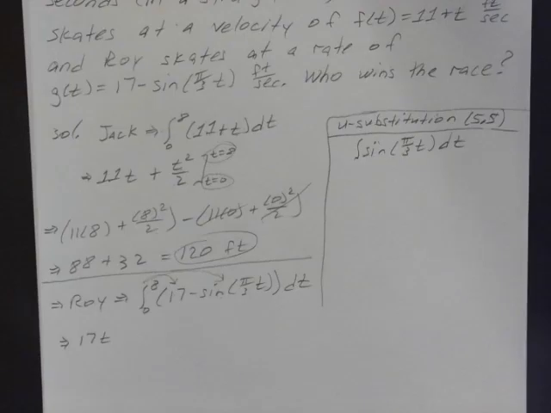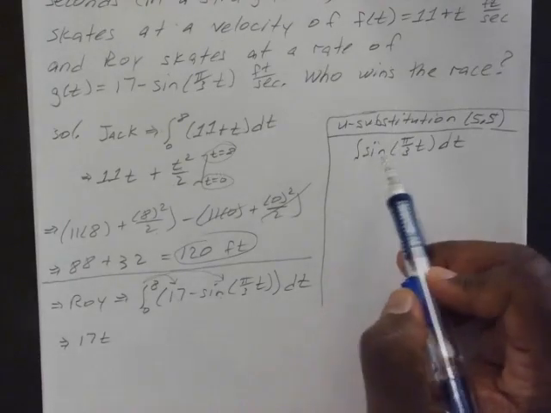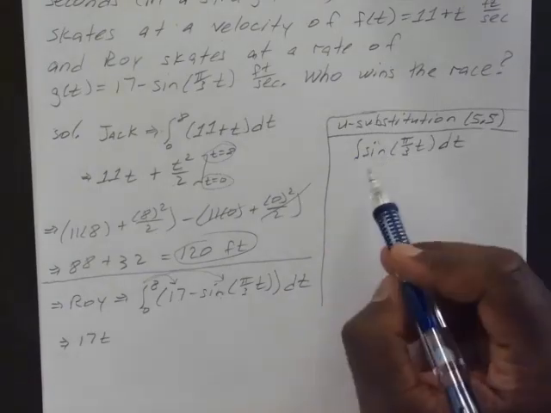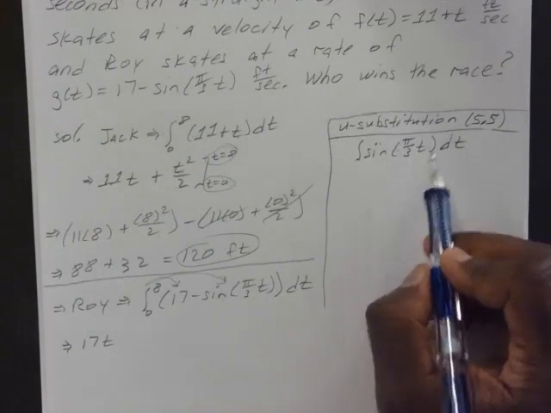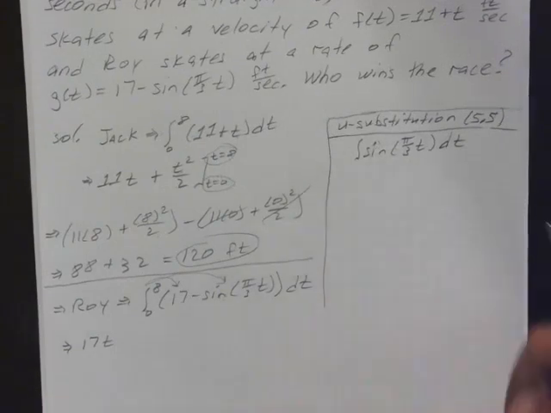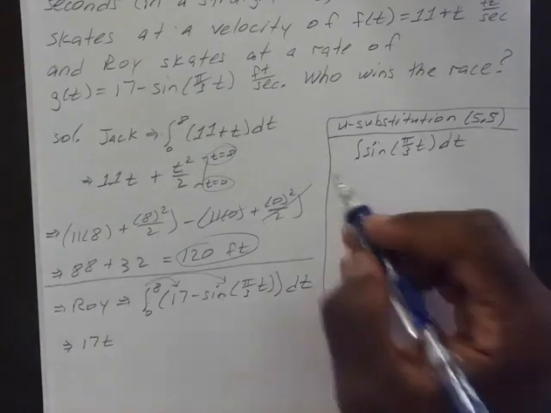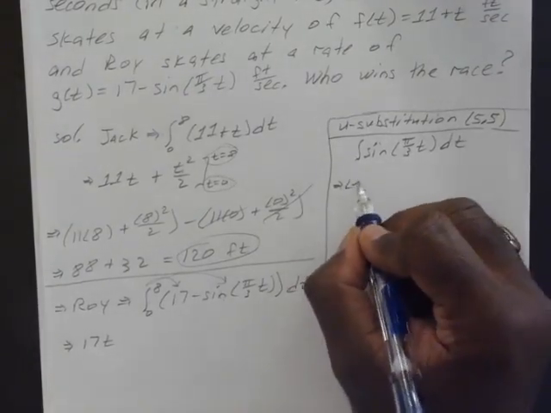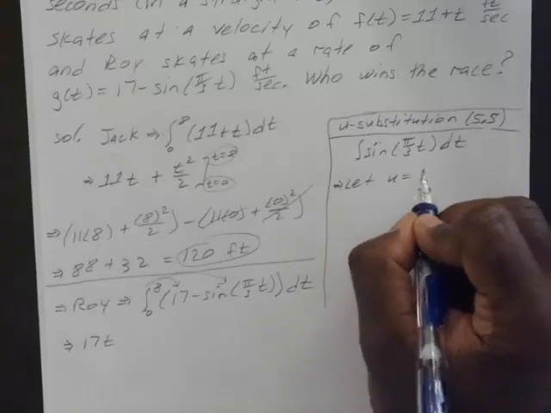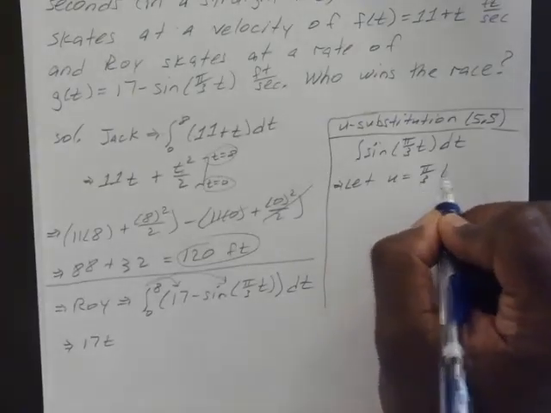Okay, so normally if you had just the integral of sine of t by itself, it would just be basic cosine of t, or negative cosine. But because we have that value in there, we can't just multiply it by g of x or g prime of x like we could with derivatives. Okay, so with this one, we're going to let u equal pi over 3 times t.